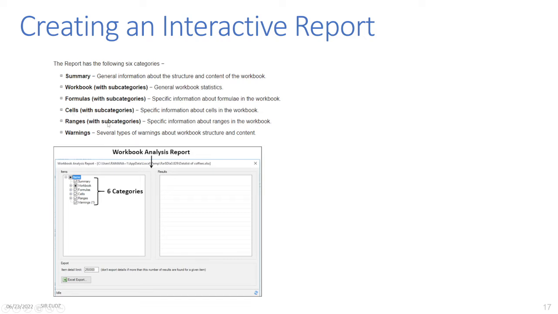Cells, with subcategories. We can see here the plus, which means we have subcategories. This is specific information about cells in the workbook. Ranges, also with subcategories, specific information about the ranges in the workbook. Warnings, which are several types of warnings about workbook structure and content.